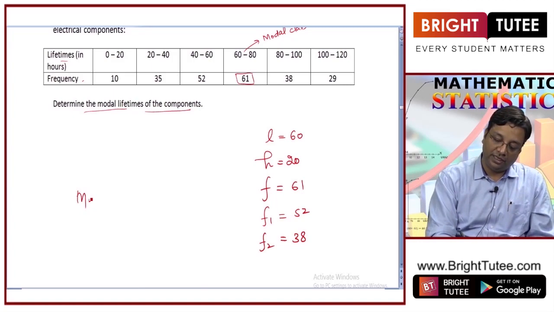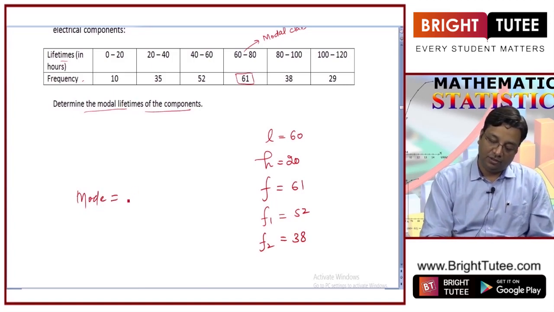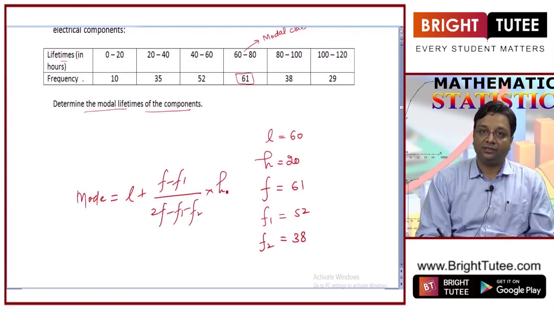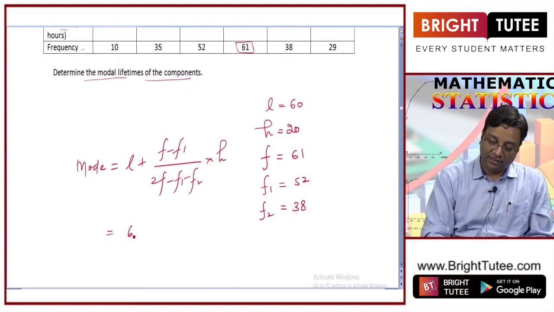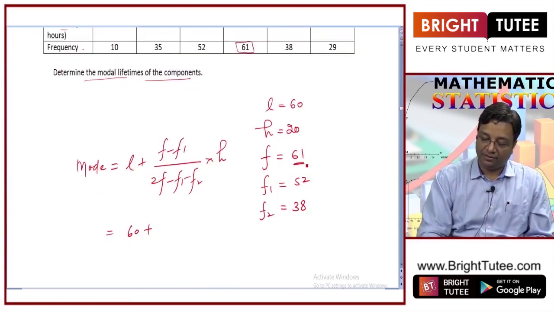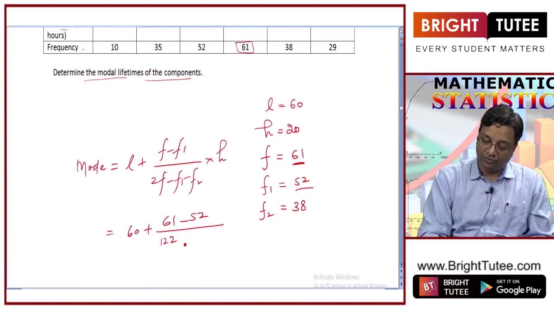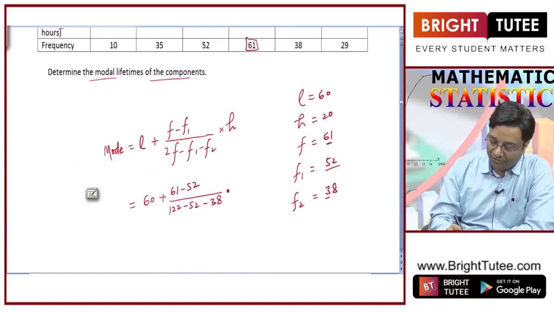Let us calculate the mode directly. Mode is equal to L plus (f minus f1) divided by (2f minus f1 minus f2), into h. So L is 60, plus f, 61, minus f1, that is 52, divided by twice of f. Twice of 61 is 122, minus f1, that is 52, minus f2, that is 38. So we will multiply it with h, which is 20.